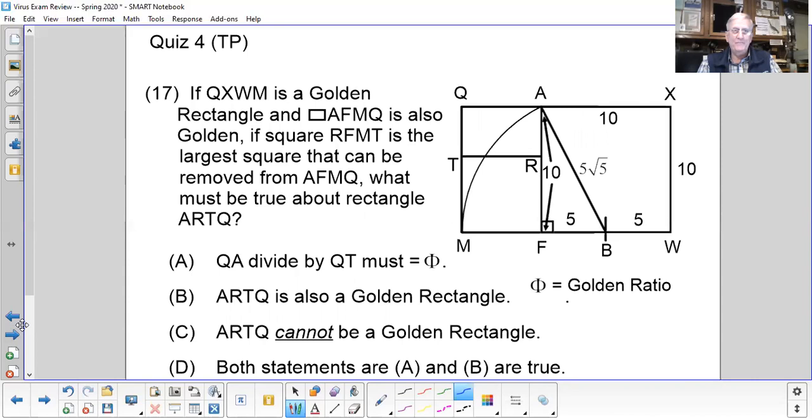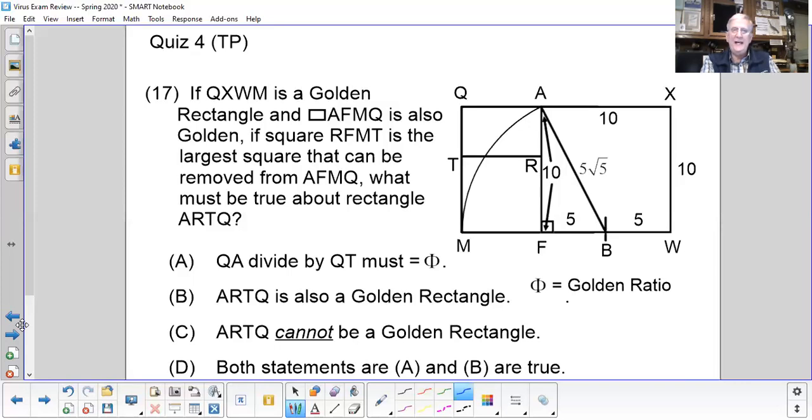Question 17. If QXWM is a golden rectangle, and the rectangle AFMQ, the second littlest rectangle there, the one to the left, is golden, and if RFMT is the largest square that can come out of AFMQ, what must be true about the rectangle ARTQ?